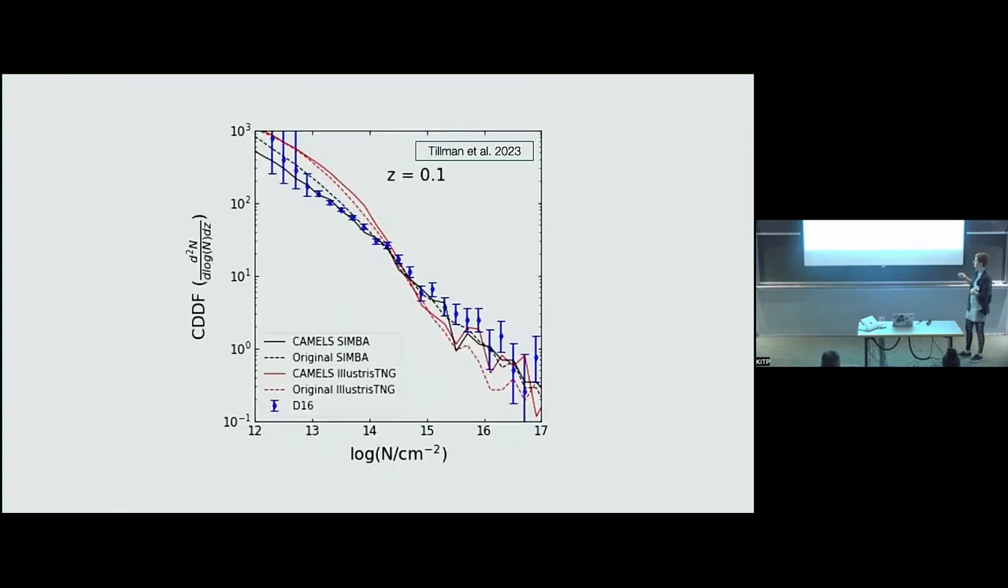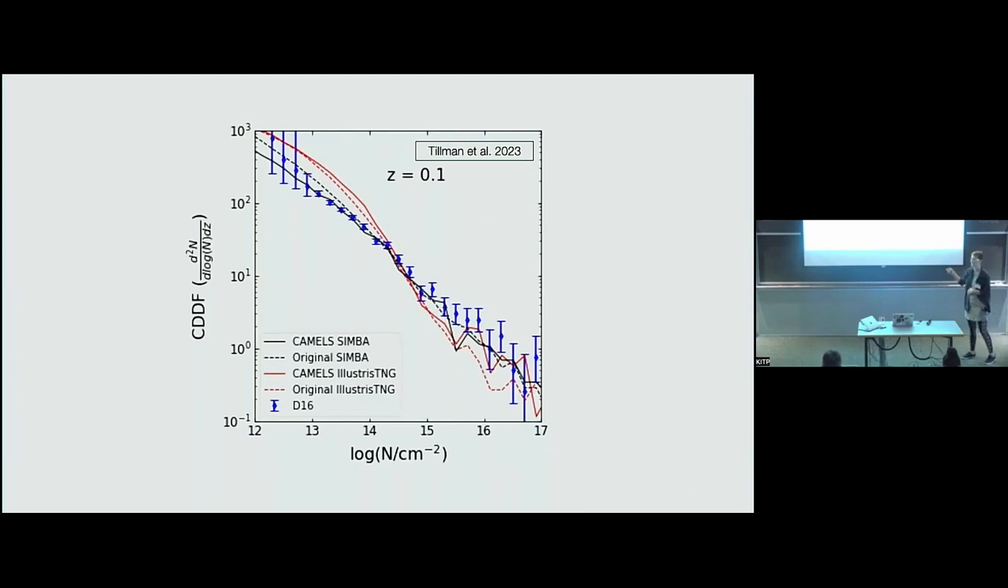Something interesting, this is something I still need to check, but I have a suspicion of what's causing it. The black solid line is the Camels Simba, and the dashed black line is the original Simba. It matches very well for most of it. This is all noisy because we don't have enough sight lines yet. Up here is a mismatch. Camels is lower. It looks like it's heating more than original Simba.